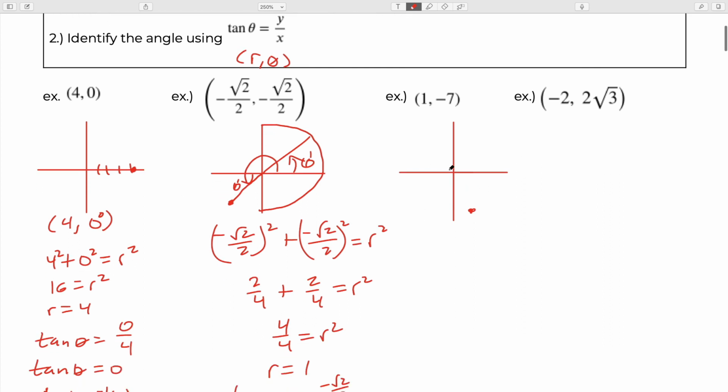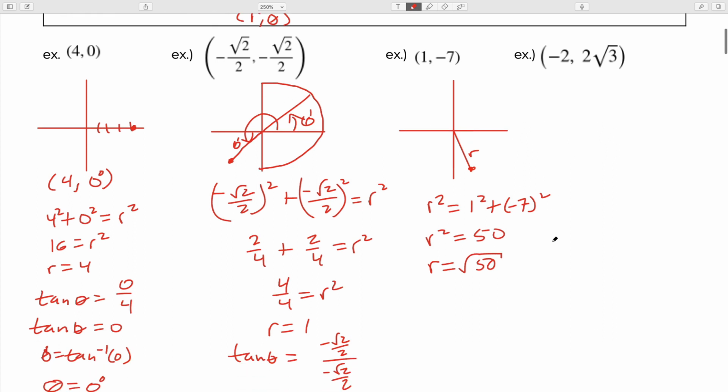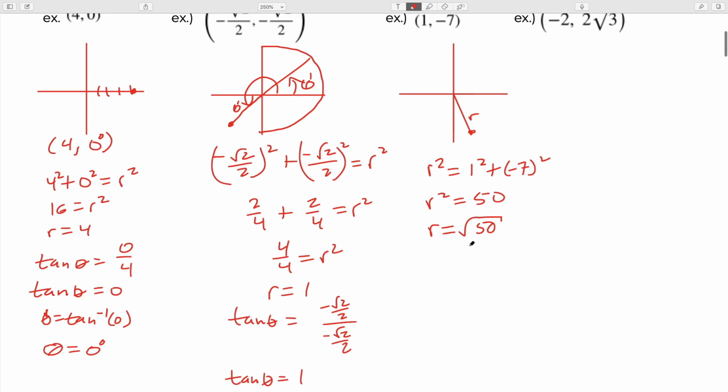And I don't know the distance here, r. Let's say that's going to be my distance r, right? So to find this, again, we do r squared equals 1 squared plus -7 squared. So r squared is going to equal 50. So therefore r equals the square root of 50. Now we can go ahead and simplify this. Let's see, you could do 25. R equals the square root of 25 times 2. Right? So r is equal to 5 square root of 2.